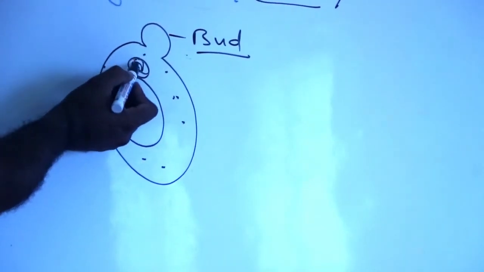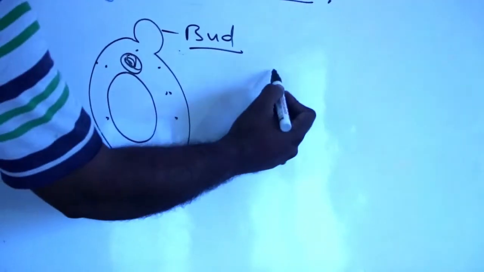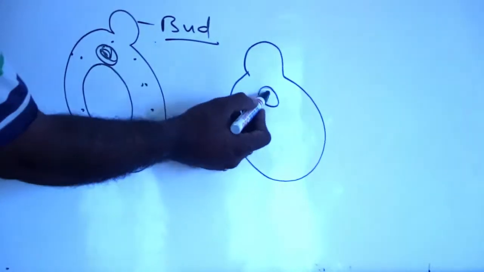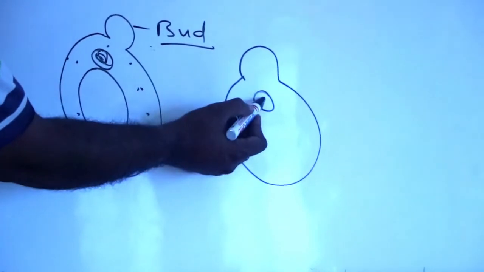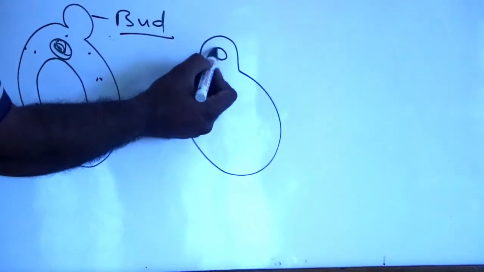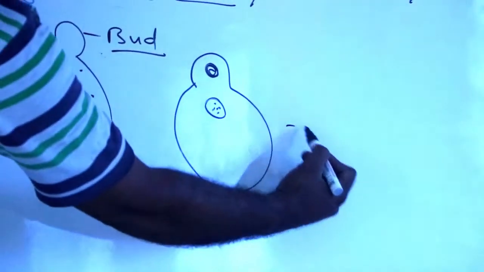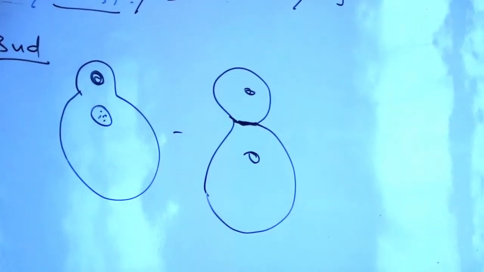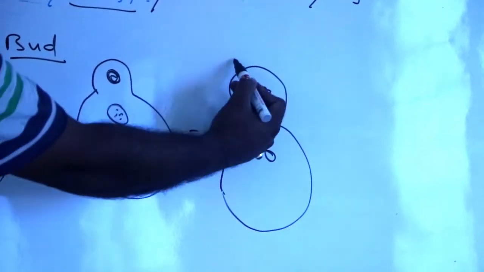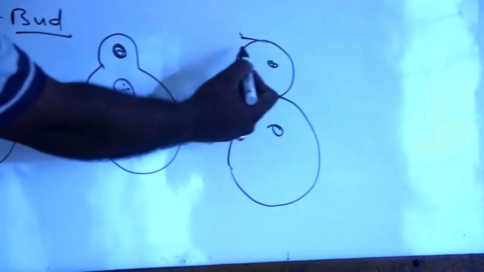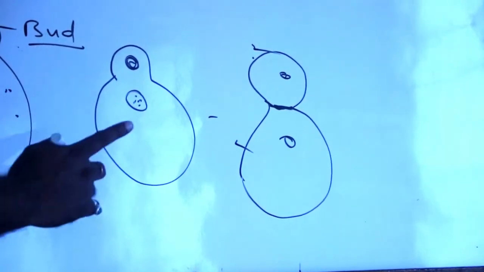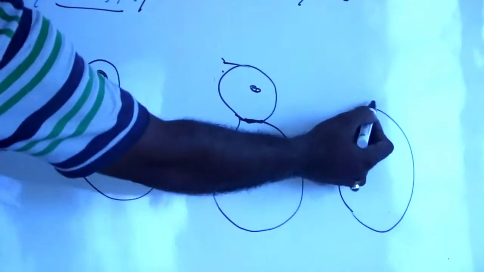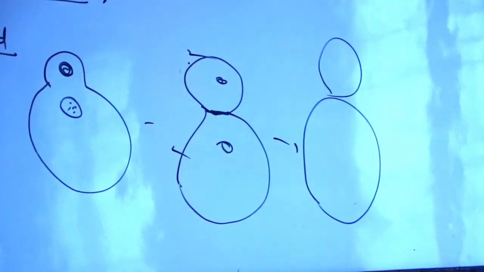Later on, the nucleus of the parent yeast divides by the mitosis method to form two daughter nuclei, one of which enters the bud. Then such a bud detaches from the parent yeast and becomes a new yeast cell. This is the daughter yeast, this is the parent yeast. Sometimes in some cases, the daughter yeast separates from the parent yeast and independently lives its life.